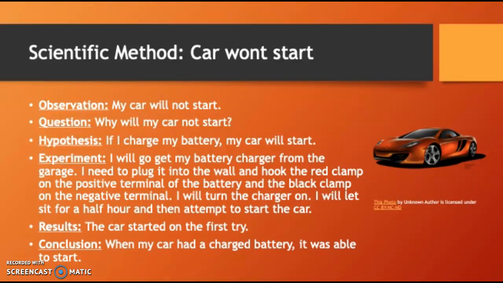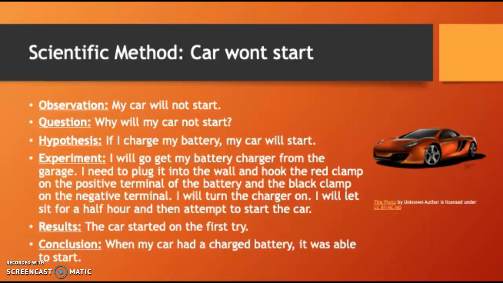Our experiment for this method will be getting my battery charger from the garage, plugging it into the outlet, and then placing the red clamp on the positive post and the black clamp on the negative post of the battery. I will then turn on the charger and let it sit for 30 minutes. I will then re-attempt to start my car.